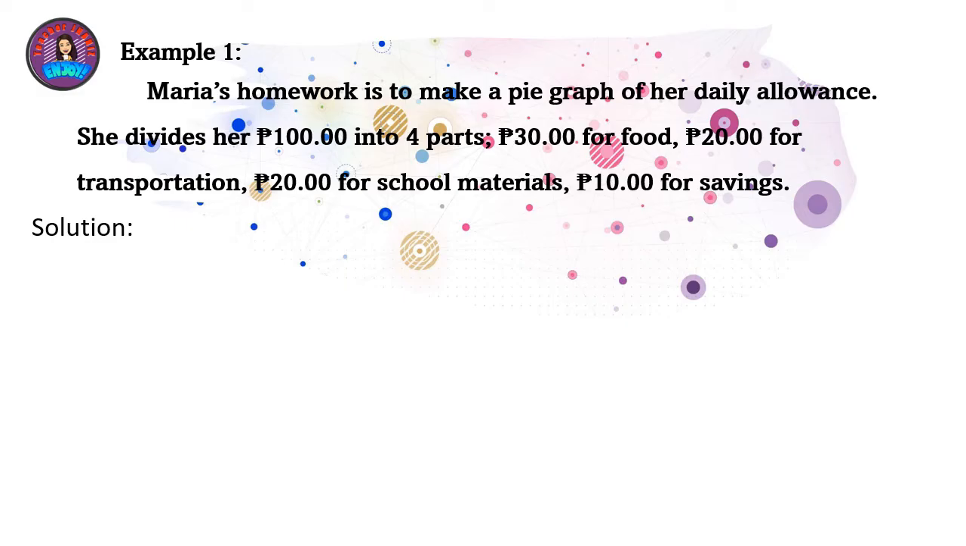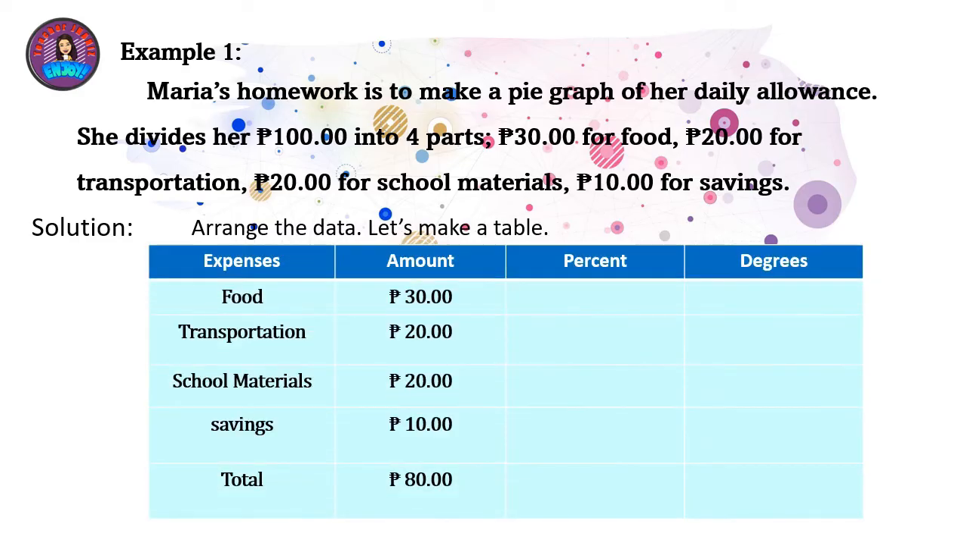Here's the solution. First, we'll do step 1. Arrange the data by using a table. Listed here are the expenses, amount. Then later on, you will find the percent and degrees.